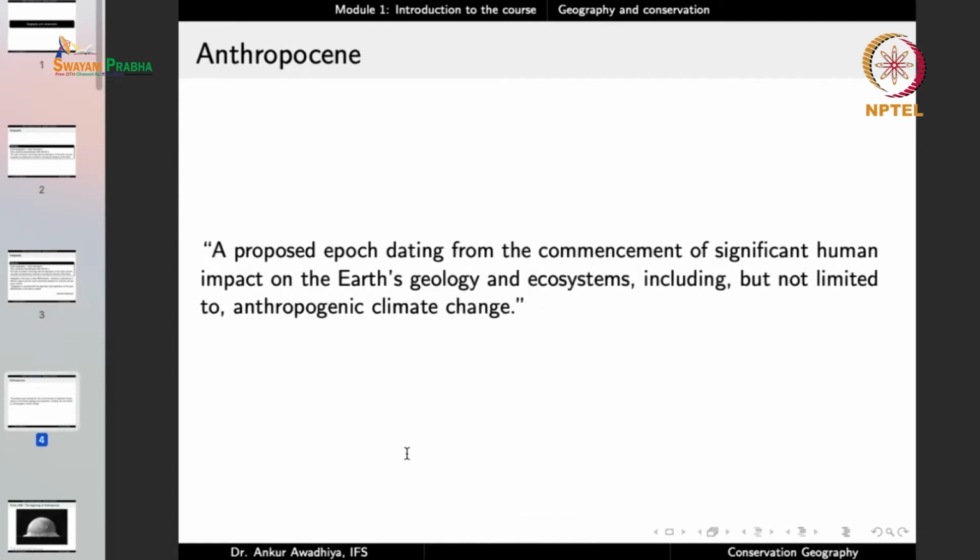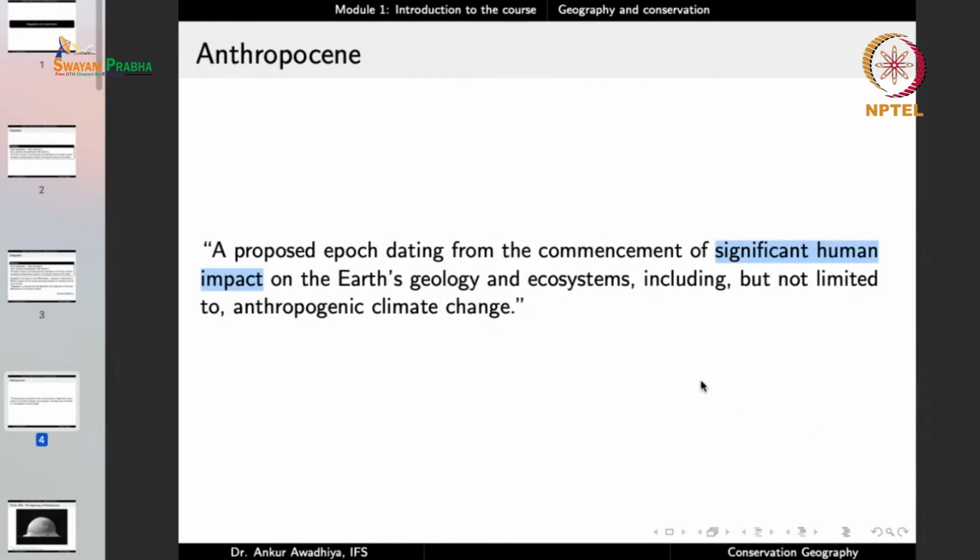And geography has become very important in the current geological time period of Anthropocene. Now, Anthropocene comes from the word anthropos, which means humans, and scene is a period of time. So this is a period of time that is dominated by humans. A proposed epoch dating from the commencement of significant human impact on the Earth's geology and ecosystems, including but not limited to anthropogenic climate change.